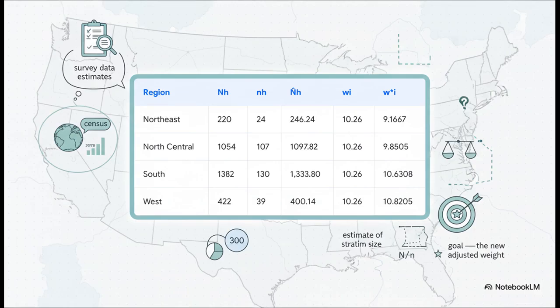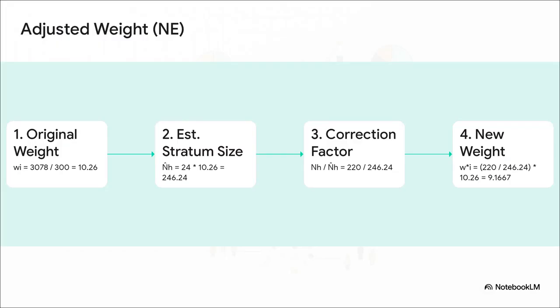This table lays it all out for us. N_h is the ground truth, the actual number of counties in each region. n_h is what our random sample happened to give us. As you can see, the numbers aren't perfectly proportional. Our job is to use the other columns to calculate that final column, w_i, the new smarter weight for each region. Let's just walk through one of these for the Northeast.